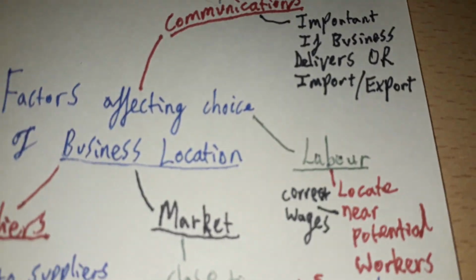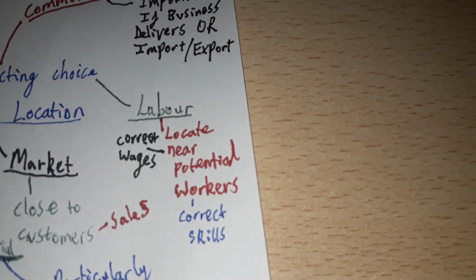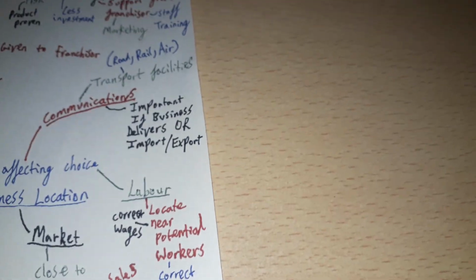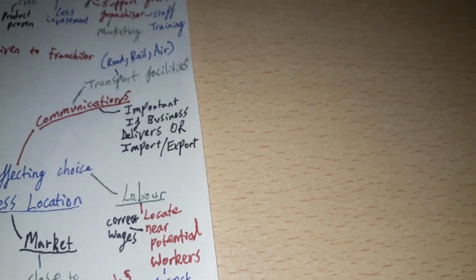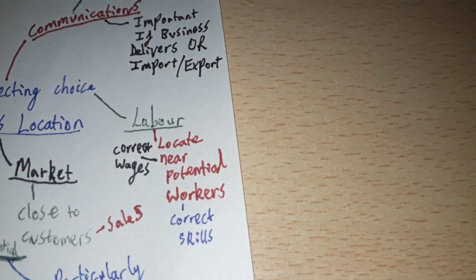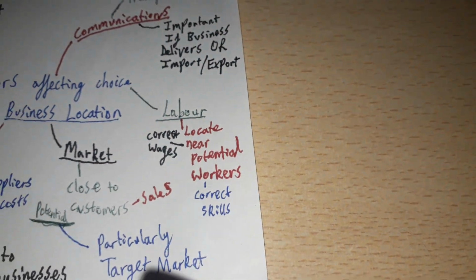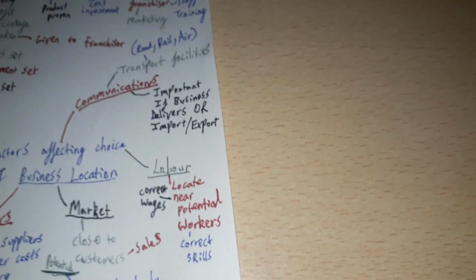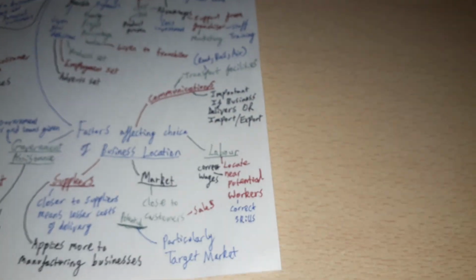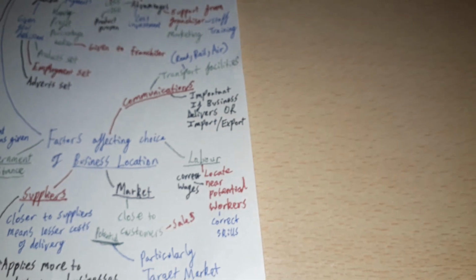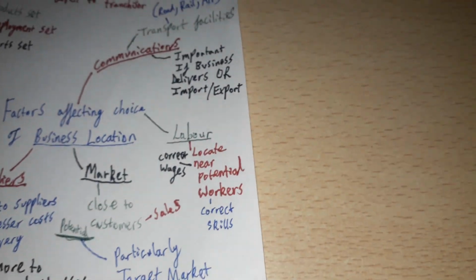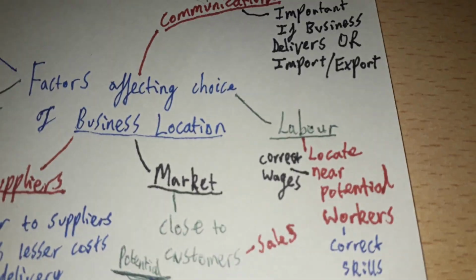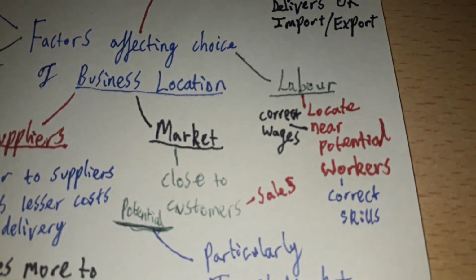And next we're going to look at labour, which is you want to locate near potential workers so people won't have to spend so long to get to work, so they'll be more productive, and also so you get them to work there in the first place. So you want to be locating near workers who have the correct skills for the type of jobs you're offering, and also people who want to work for the correct wages, because that's why there are so many companies setting up factories in poorer countries so they can pay people not that much for their hard work, which makes some sense, I guess, even though it's unethical and that.